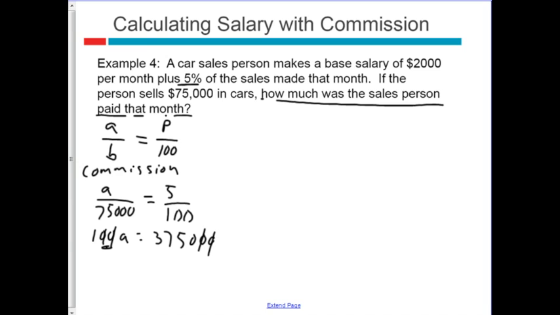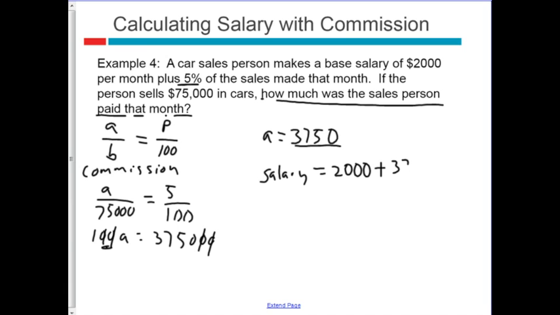Divide both sides by 100. You now have A equals 3,750. And if you were that car salesman, you'd want to know how to do this arithmetic to make sure that your boss didn't reduce your paycheck unnecessarily. So that's the amount of the commission, but the salary always includes this first $2,000, even if I don't sell a car.